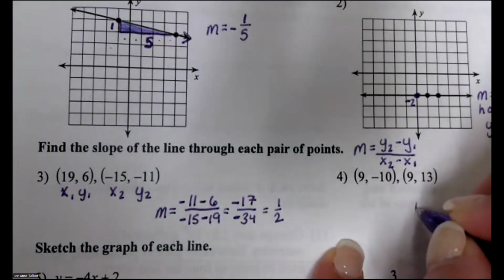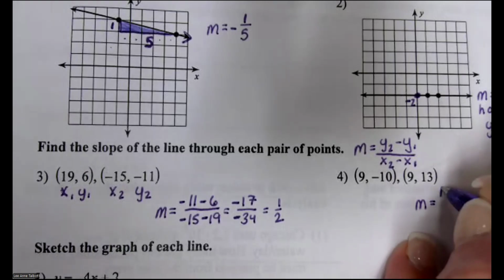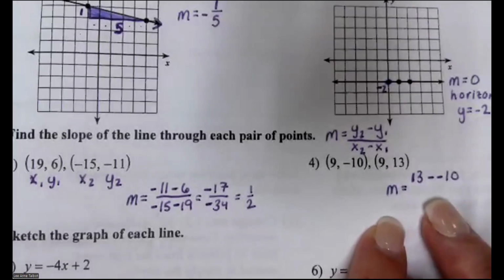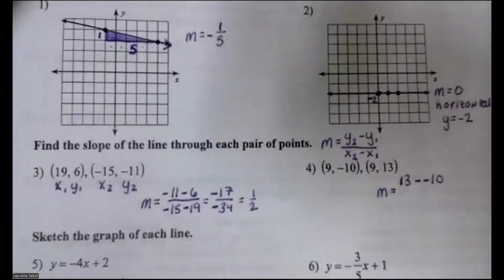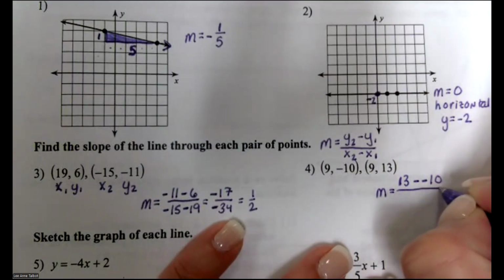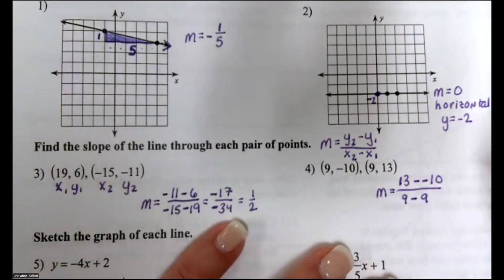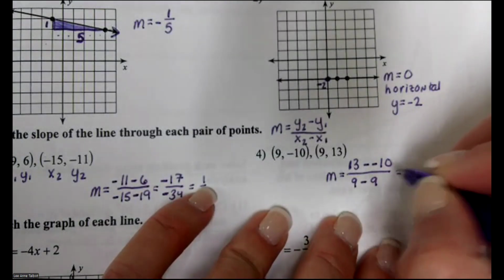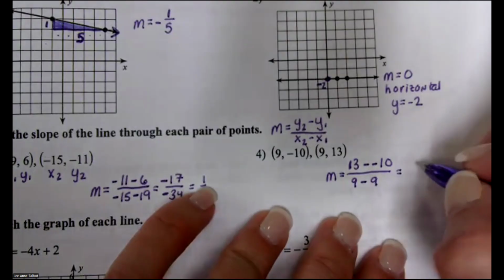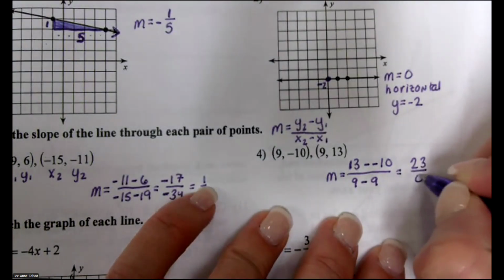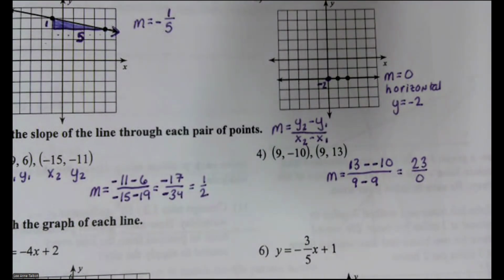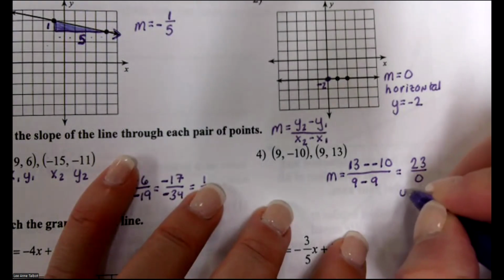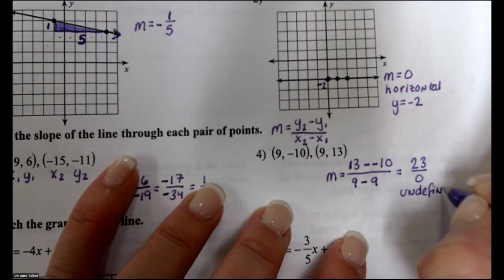Okay, number 4, M equals y2 minus y1. Really careful with the double negative there, y2 minus y1 over x2 minus x1. So 2 minuses next to each other is plus, so this is 23 over 0. You cannot divide by 0, so this is undefined.